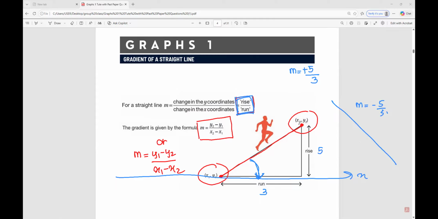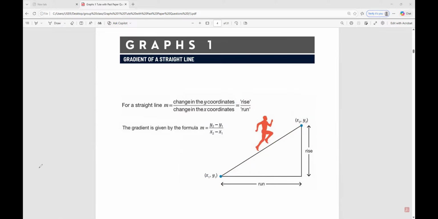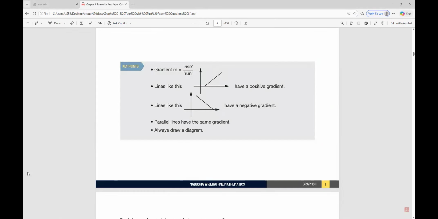So the best method is this one, using our formula to find the gradient. Because we anyhow have to draw the triangle, we are marking 2 points, so we can use those 2 points in this formula and find the gradient. Then we will get the answer with the sign. Here, positive gradient, the line is going like this. Negative gradient, the other way.